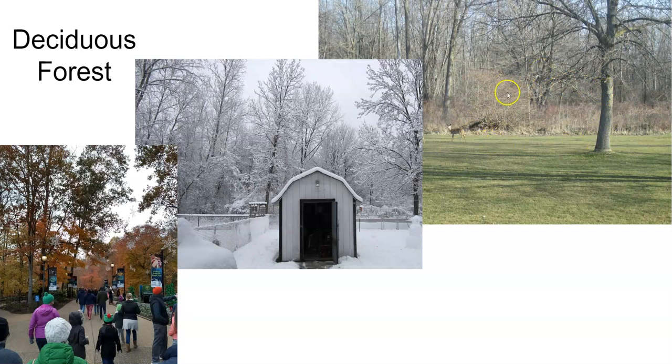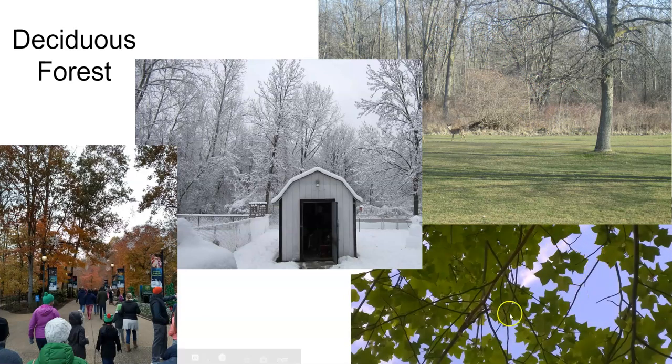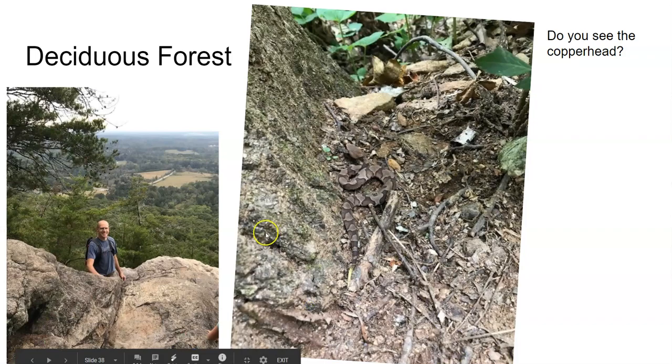This is the spring, so we don't have all the leaves on the trees yet. They're starting to get full. And then this is summer when all those leaves are beautiful and green. So the deciduous forest has 4 seasons. Mr. Brubaker hung out in the deciduous forest over here, and he even saw a copperhead. Do you see it?